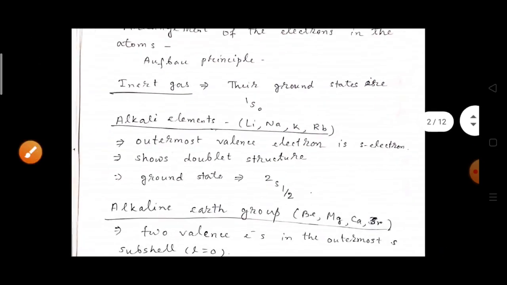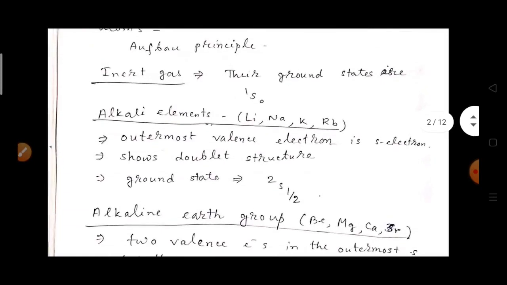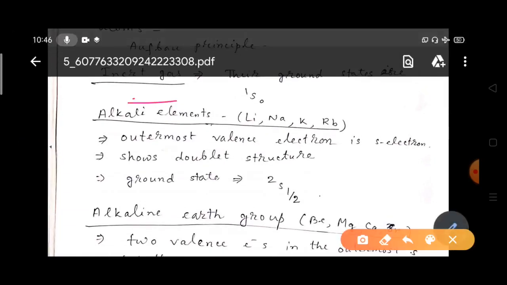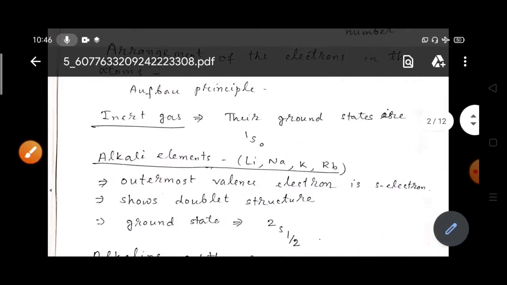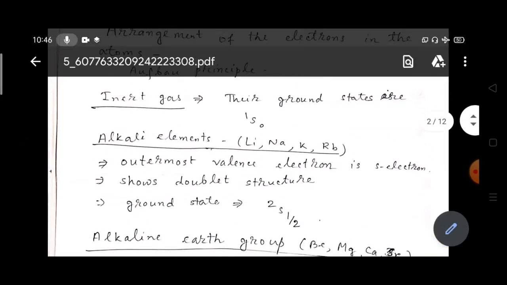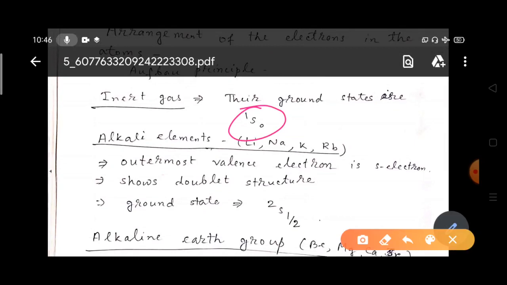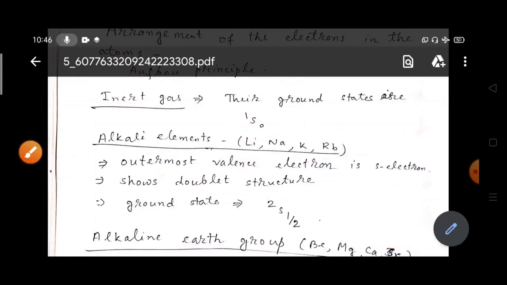So we shall now find out the ground state of different elements, like inert gases. What is their ground state? They are closed shells, so their ground state is 1S0. For alkali atoms like lithium, sodium, potassium, rubidium, the outermost valence electron is an s electron, and this shows the doublet structure, and the ground state is 2S half.